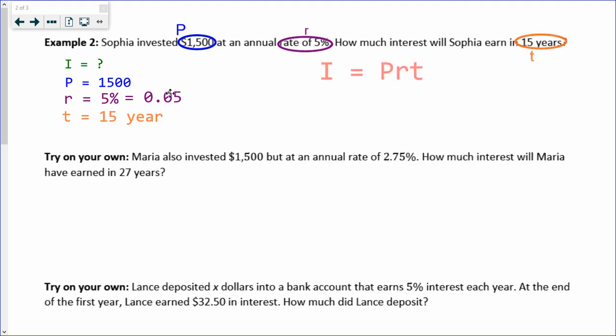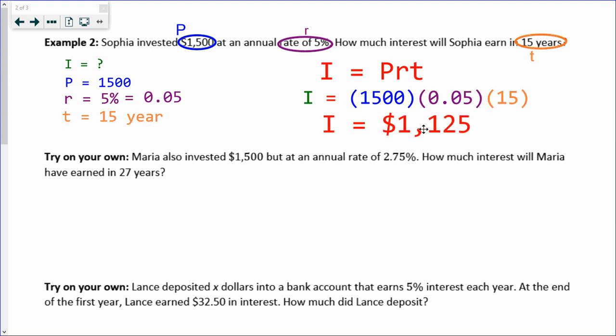So now I'm going to fill in the formula I equals PRT. I don't know the I, but I do know the P, the R, and the T, so I fill it in. Now I just multiply those 3 numbers together, and I get 1,125. That is the interest that Sophia will earn.